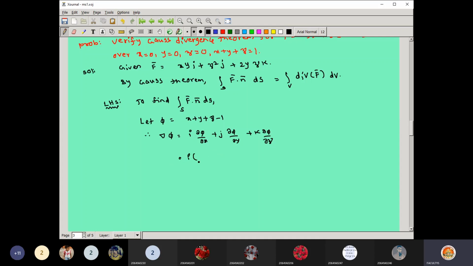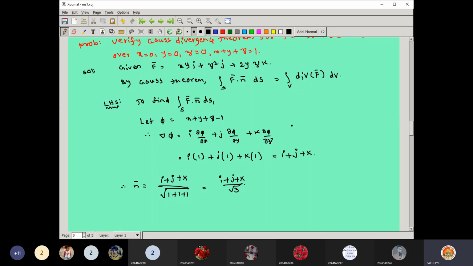Differentiate with respect to x: i ∂φ/∂x, plus j ∂φ/∂y, plus k ∂φ/∂z. Finally you are getting i plus j plus k. Once this vector is there, you calculate n bar. The n bar formula is nothing but the same vector i plus j plus k divided by the square root of the sum of the squares of the coefficients, so 1 plus 1 plus 1, total it is (i plus j plus k) divided by root 3. So this is nothing but your n bar.